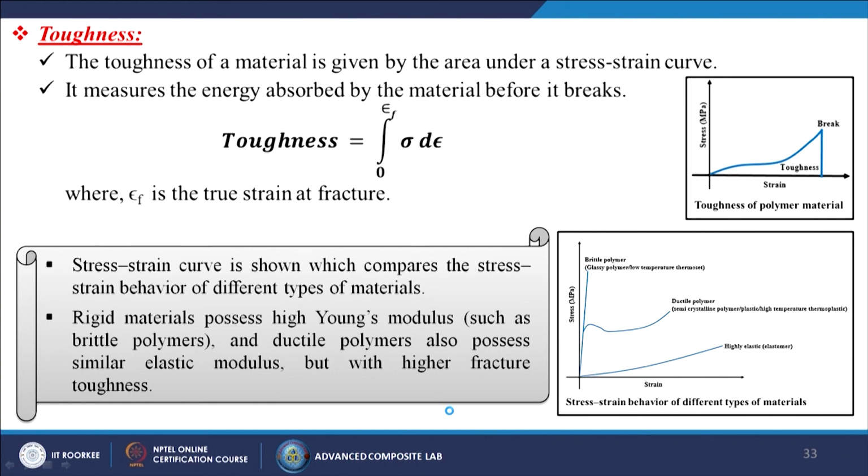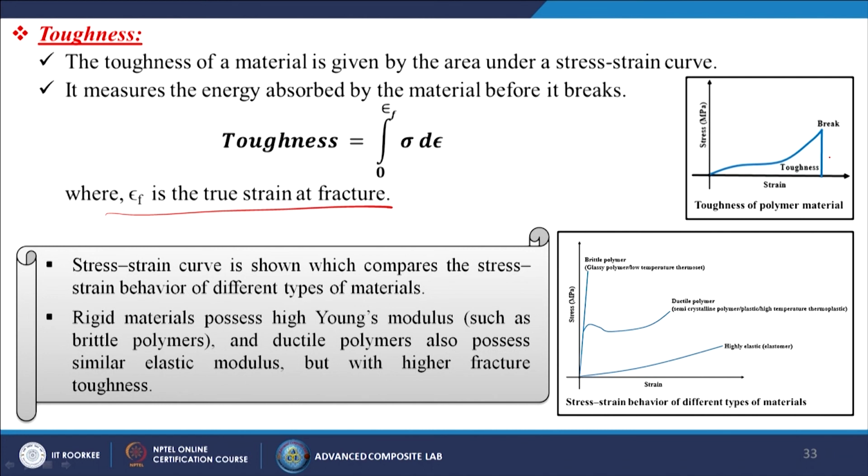Toughness. The toughness of a material is given by the area under the stress strain curve. It measures the energy absorbed by the material before it breaks. Generally it is the integration from 0 to epsilon f of sigma d epsilon, where epsilon f is the true strain at fracture. So, this is the whole toughness of this particular polymeric material.